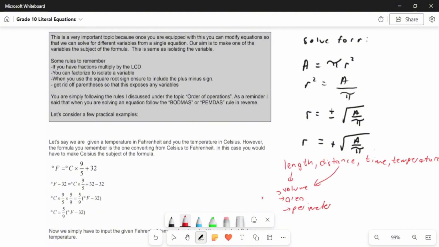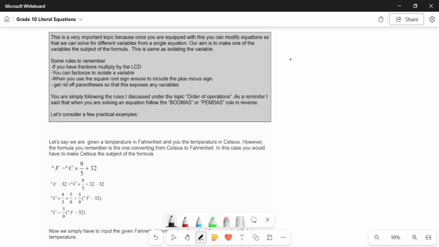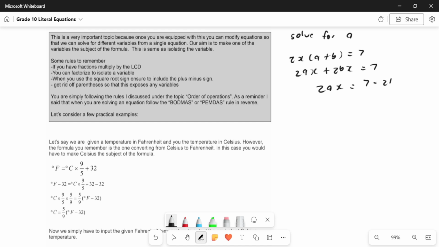And get rid of the parentheses so that this exposes any variables. So let's look at an example of that nature. Let's say that we're given 2x(a + b) is equal to 7. And they say solve for a. As it is, we can't solve for a because a is in the bracket. So we need to expose it. So it'll be 2ax plus 2bx is equal to 7. 2ax is equal to 7 minus 2bx. And a is equal to (7 minus 2bx) over 2x. Right?